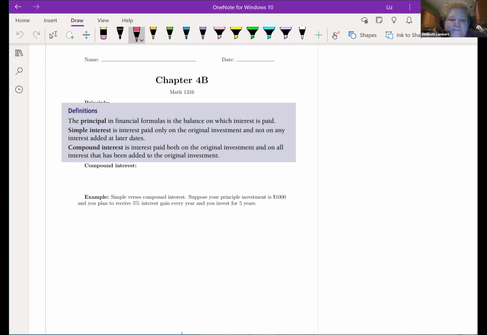Okay. So let's check out simple versus compound interest. Suppose your principal investment is $1,000 and you plan to receive 5% interest gain every year and you invest for 5 years.